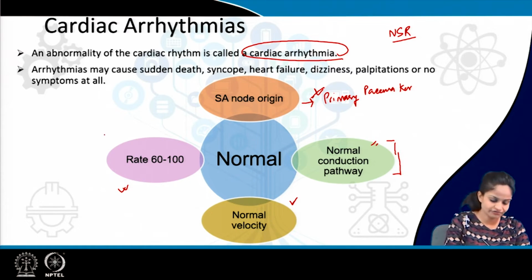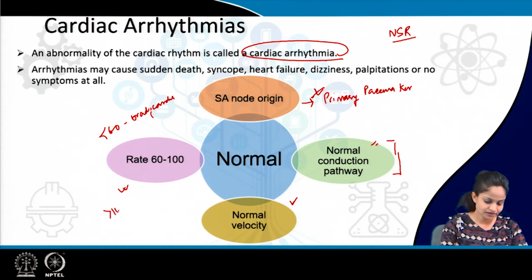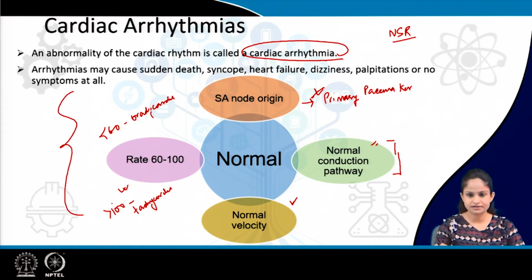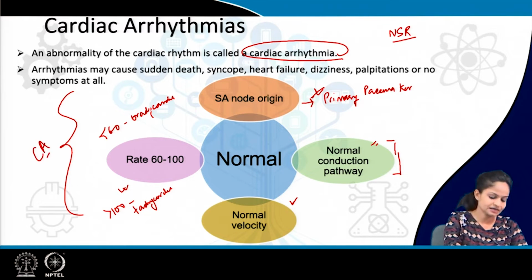If this goes below 60, it is bradycardia or bradyarrhythmia. If this goes above 100, we call it tachycardia or tachyarrhythmia. We have different causes for bradyarrhythmias and tachyarrhythmias, but what I actually mean to say is that these are the normal criteria to say that yes, this is a normal sinus rhythm. If any deviation occurs in any of these four, we usually consider that as cardiac arrhythmia.